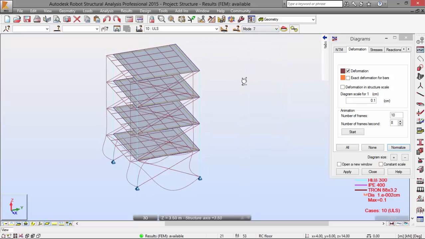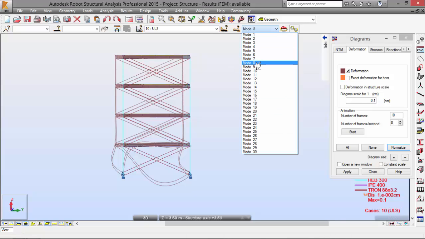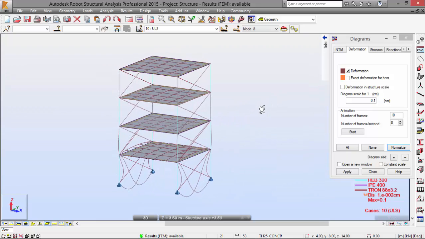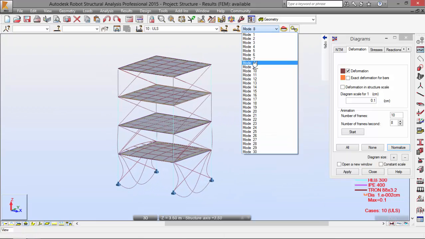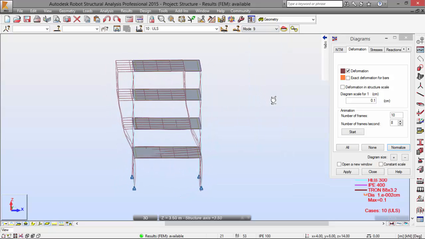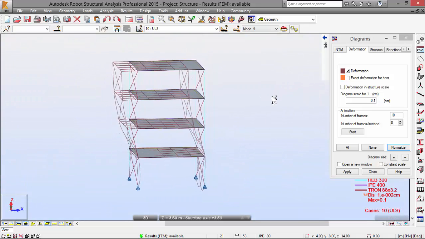Mode number seven is also a global buckling mode. You have the structure sway to the left side here. Mode number eight, I would say it's local. Mode number nine, it's also a sway now in the other direction, which is also a global mode.